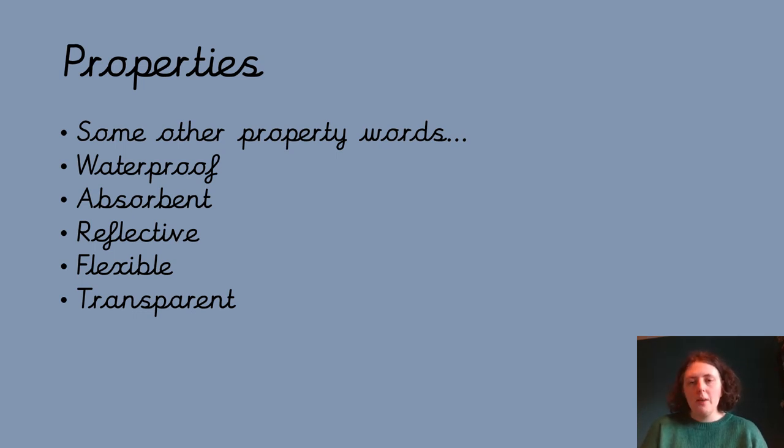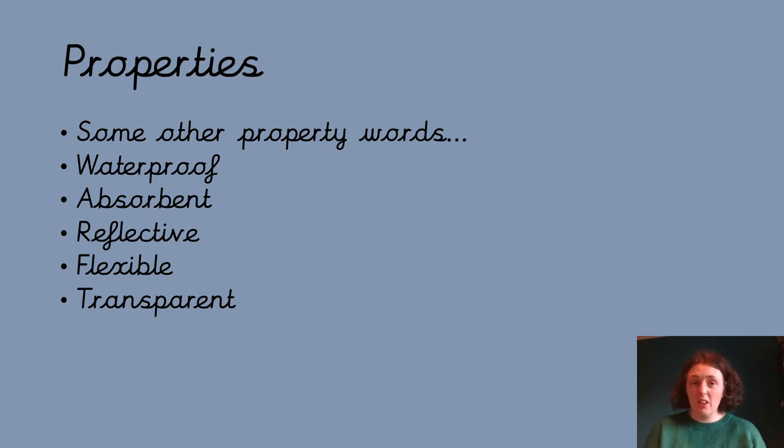Absorbent, that means that a material will soak up liquid, so like a sponge really, that if you put it on top of some water, the water would all be soaked up, it absorbs the water. So absorbent is something that's not waterproof really. Reflective, you could say that my spoon is reflective. It means that light bounces off it and it makes it look a bit shiny. You will have a reflective strip on your book bag if you've got a school book bag, so that cars can see it when their headlights shine on it.